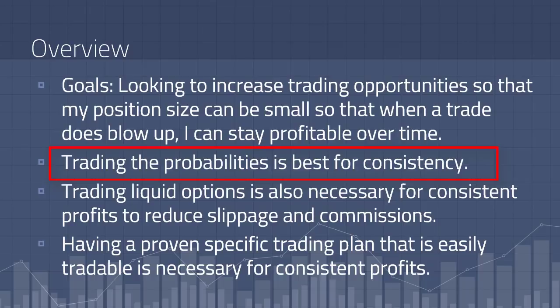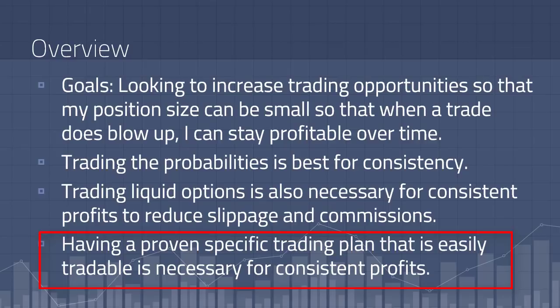If you guys have already traded options before, you know that there's a lot of probabilities involved with the deltas and things, and we'll maybe talk about that a little bit. And the other thing to stay profitable over time is that you've got to trade liquid options that can scale. So this is why I'm always looking to trade SPX, RUT, or SPY. In this study, we're going to look at SPX and RUT. Doesn't mean that this won't work with other stocks. The point is we're focused on liquid options so we can get in and out so that we're not giving money back up due to slippage or too many commissions as well. And obviously, having a proven, specific trading plan that is easily tradable is necessary for consistent profits too.